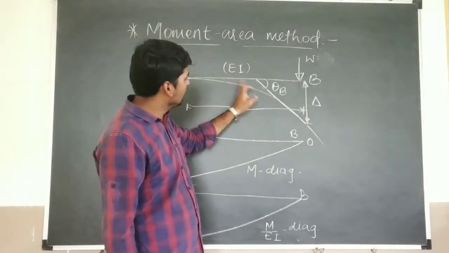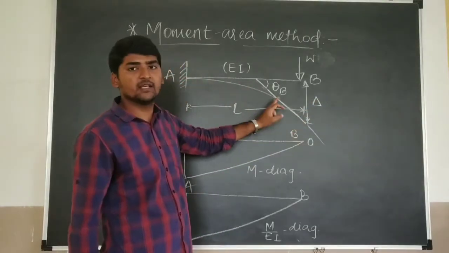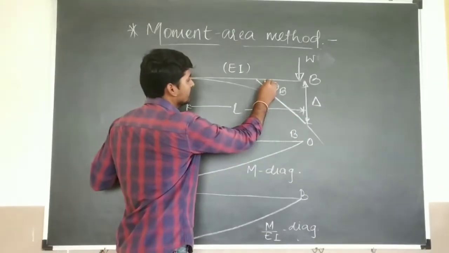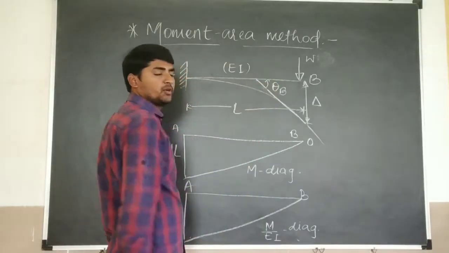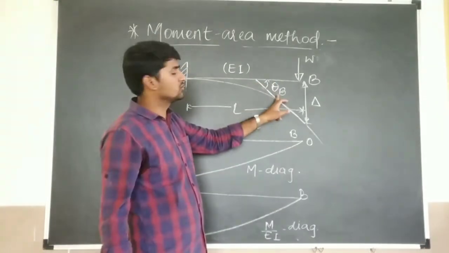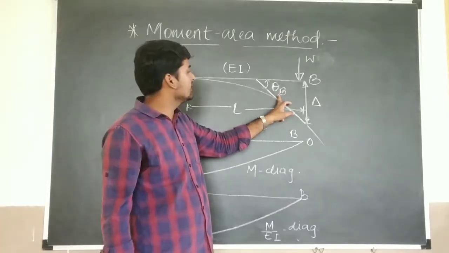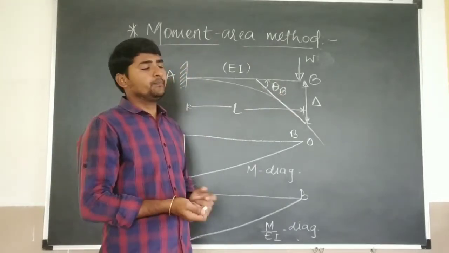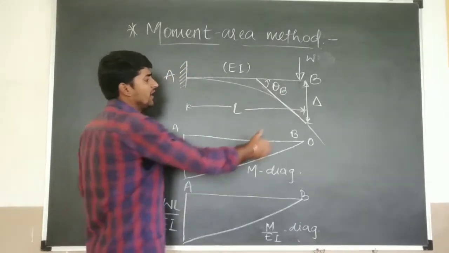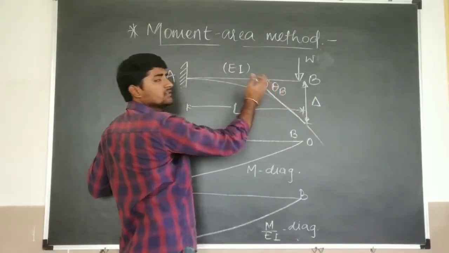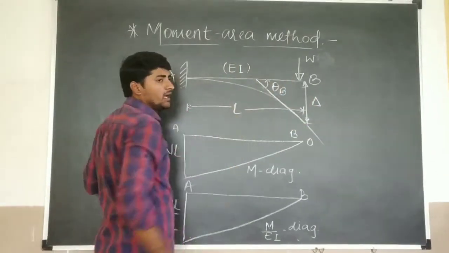Then I will draw a tangent to this deflected shape, and the angle made by this tangent to the actual position of the beam is nothing but the slope at the free end, or we can say the slope at B. So basically we have to find out this deflection and this slope at the free end.